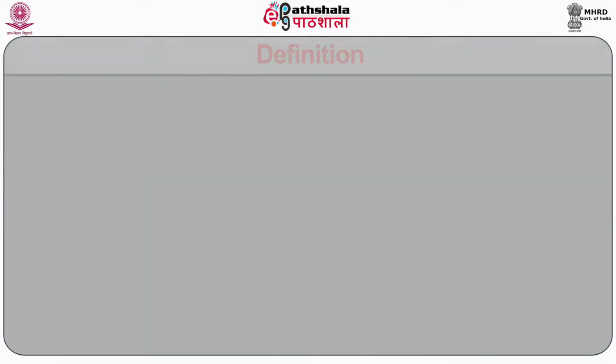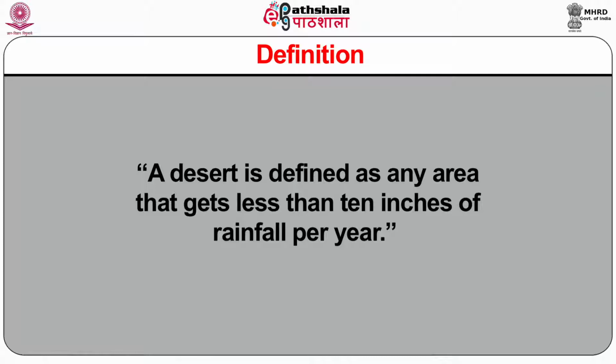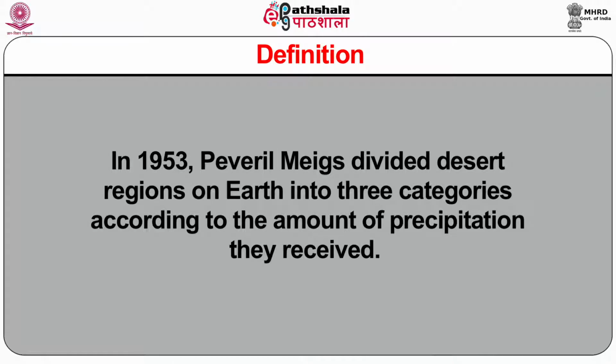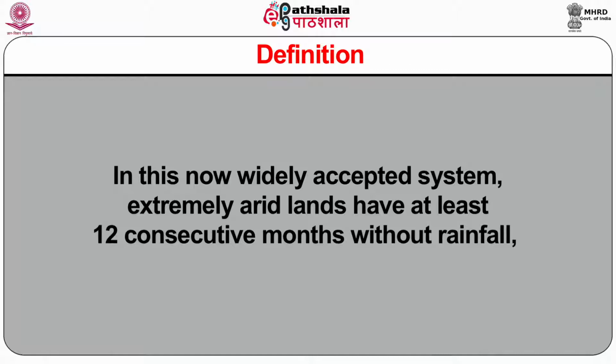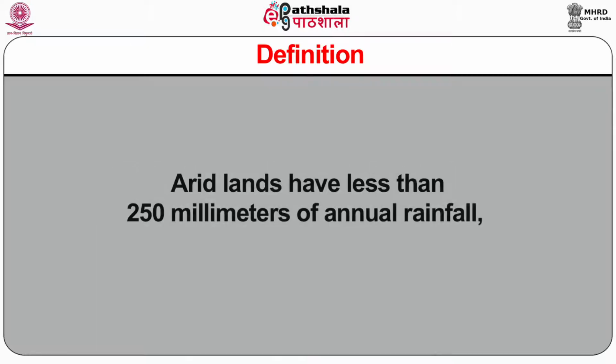A desert is defined as any area that gets less than 10 inches of rainfall per year. In 1953, Peveril Meigs divided desert regions on Earth into three categories according to the amount of precipitation they received. In this now widely accepted system, extremely arid lands have at least 12 consecutive months without rainfall. Arid lands have less than 250 millimeters of annual rainfall and semi-arid lands have a mean annual precipitation of between 250 and 500 millimeters. Arid and extremely arid lands are deserts and semi-arid grasslands generally are referred to as steppes.